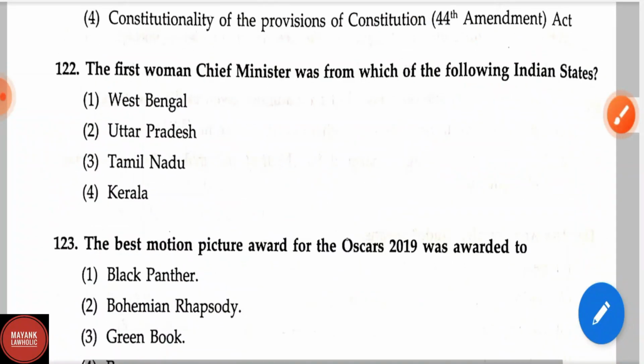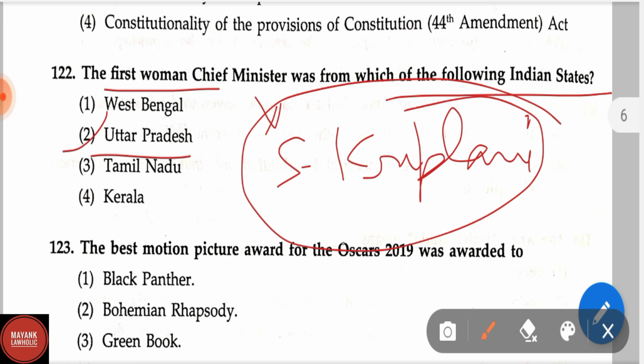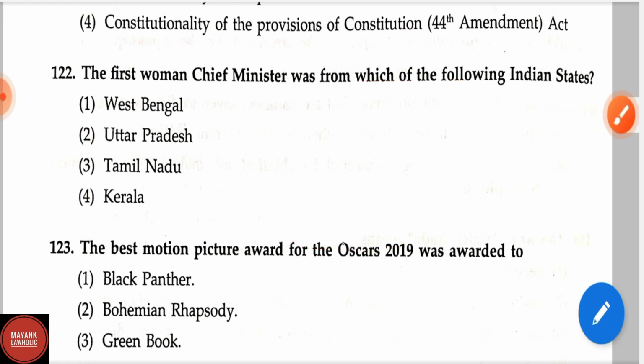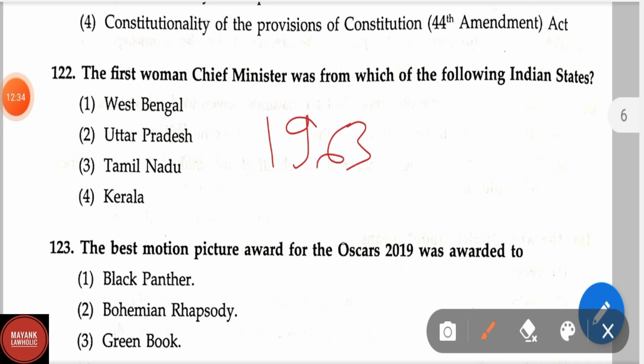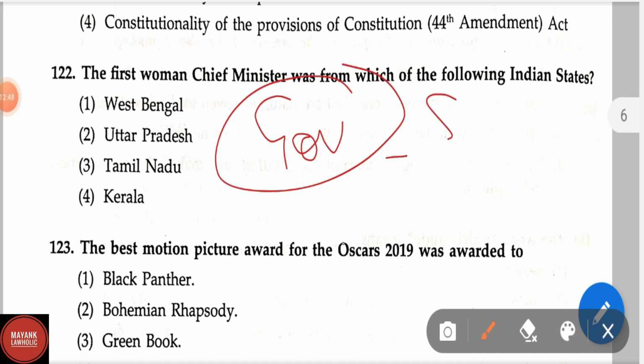Now let us see the question number 122. First woman chief minister was from which of the following Indian states? Options are West Bengal, Uttar Pradesh, Tamil Nadu and Kerala. Here the correct answer is option number 2, Uttar Pradesh. First woman chief minister was Sucheta Kripalani. She was the first chief minister of Uttar Pradesh, and her tenure was from 1963 to 1967 in UP. Okay, and one more thing I want to add, first woman governor, and that will be Sarojini Naidu.